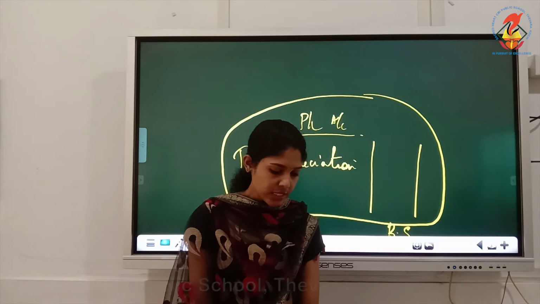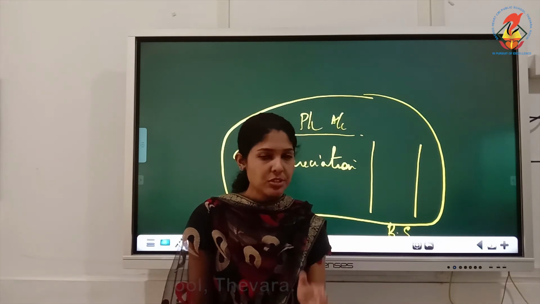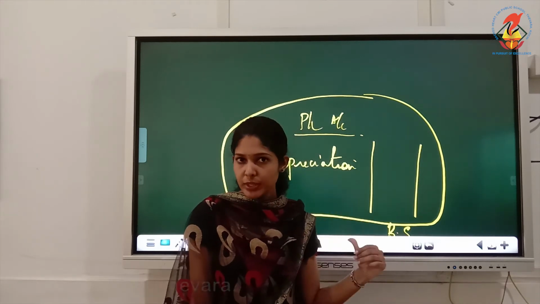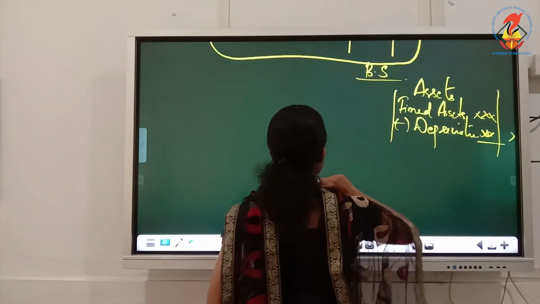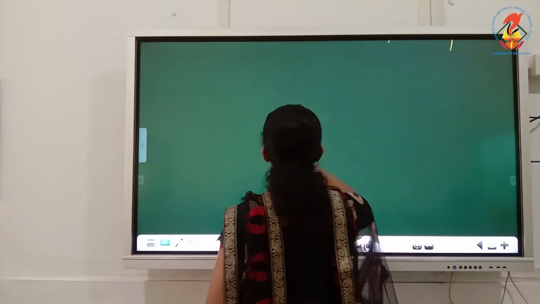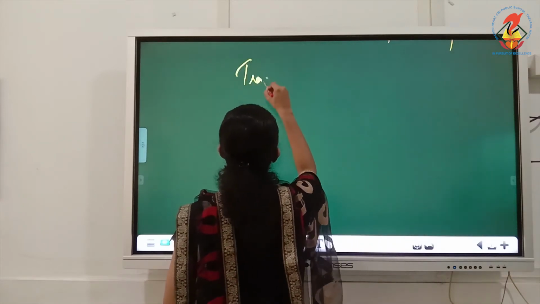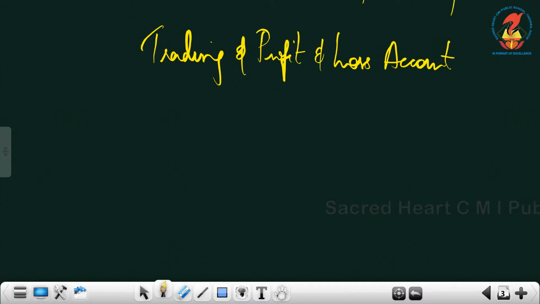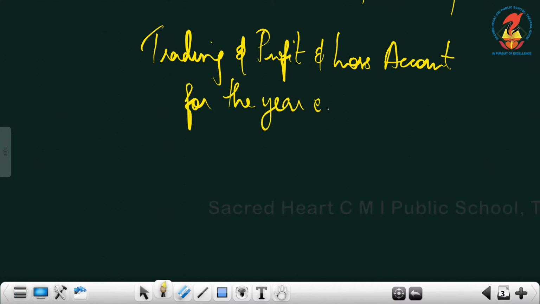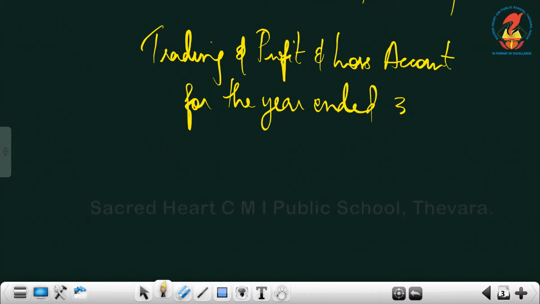So now we'll start trading account. Trading account format, do you all remember? You have to start with opening stock on the debit side. So draw the format, give the heading and start doing. Trading and profit and loss account for the year ended, just see whether the date is given, 31st March 2020.